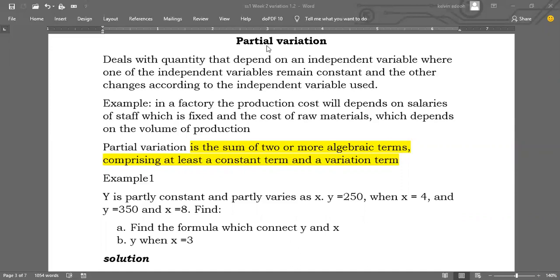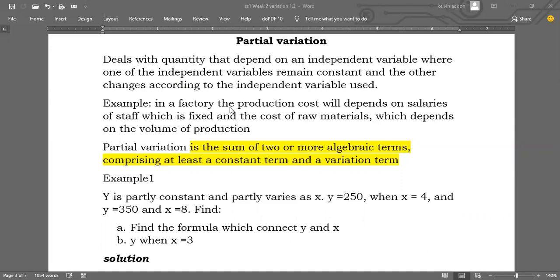Partial variation actually deals with a quantity that depends on independent variables, where one of those independent variables will always remain constant and the other will change. You get the point? That is, one will always be constant and the other will vary. Now look at this example.